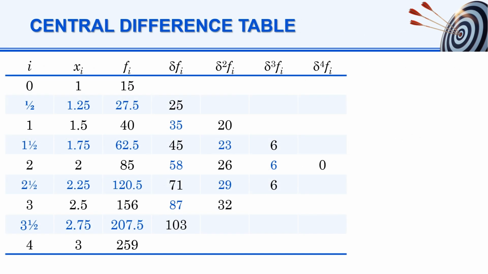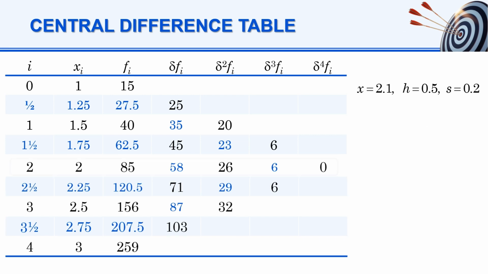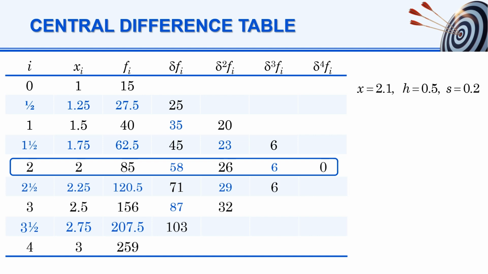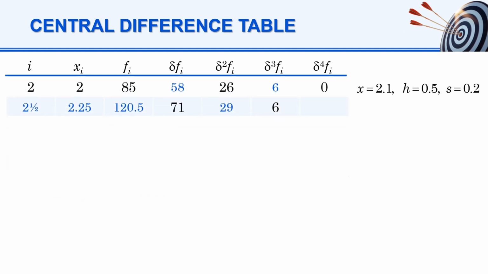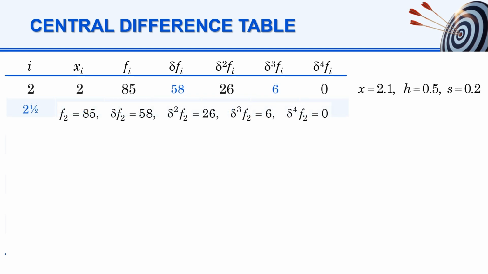We examine the central difference table to determine the most suitable baseline to calculate f2.1. We note that the row x equals 2.1 is closest to the row x equals 2 with the most entries, which is also a full line. Thus, we select the row x equals 2 as the baseline. The interpolation variable s is found to be 0.2. The values to be used in the central difference formula are read as f2 equal to 85, delta f2 equal to 58, and so on. To carry out the interpolation for full lines, we use Stirling's formula.